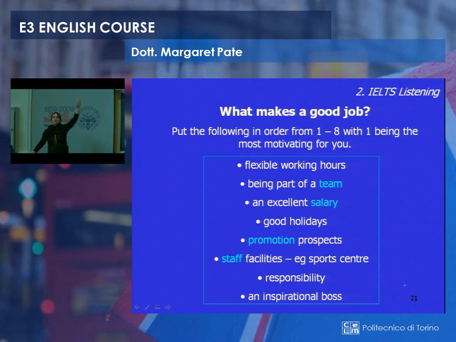Flexible working hours. Let's see who put that as number 8. Oh, didn't guess very well. Okay. Good holidays, number 8. Number 1. All right. The thing which is least motivating, staff facilities. Who put that as number 8? Only 1 person. What did you put as number 8 then? Good holidays. Okay, they're not very important. A good boss. A good boss. Okay. All right. Let's move on then.